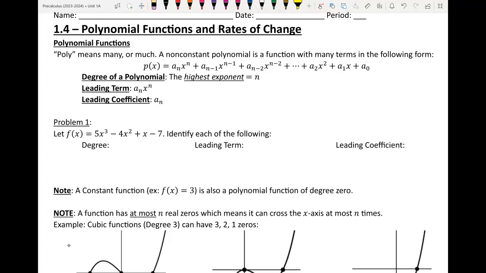So polynomial, it's the many different terms with powers. And within our polynomials, we have our degrees, which is going to be the highest power of our problem, the highest exponent, and we use that letter n to represent that. We then have our leading term, which is going to be the term with that highest power. And then the leading coefficient is going to be the coefficient of that term. So all of this information is pulled from that first term.